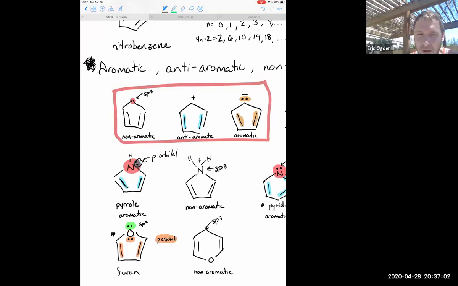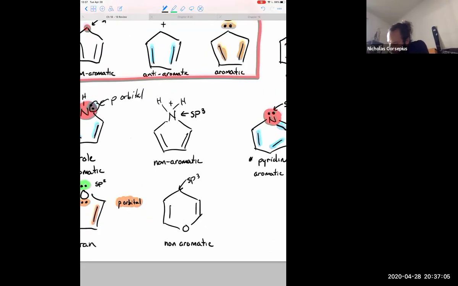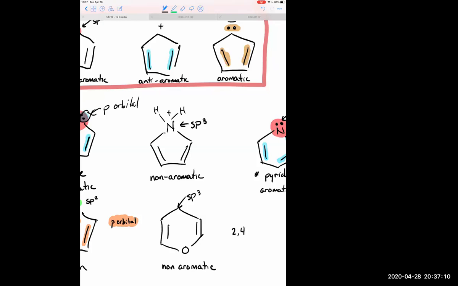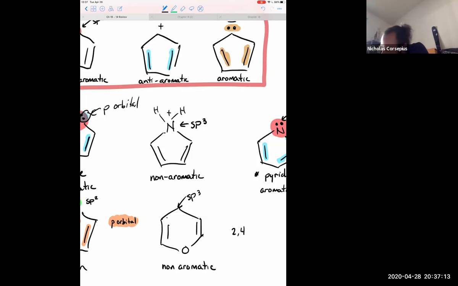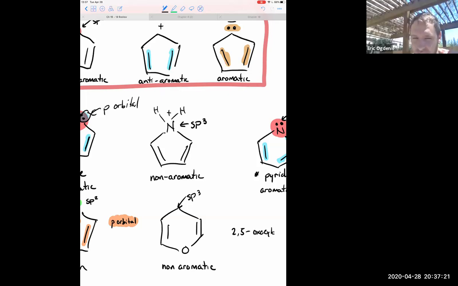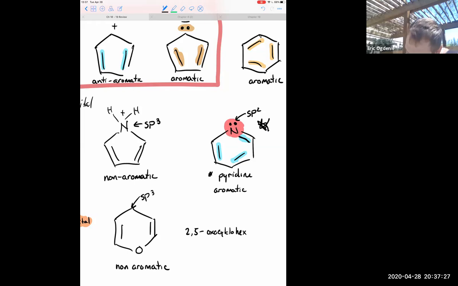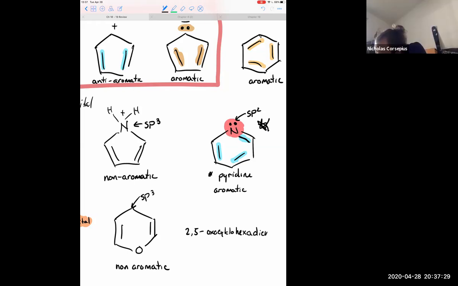I can't remember what the name of that one is, though. So this is going to be 2, 3, 4, 5, 2,5-oxacyclohexene. Oxacyclohexene. Hexene. Maybe even hexadiene. Yeah, 2,5-oxacyclohexadiene. All right, because the oxygen gets 1, so that means 2, 3, 4, 5.